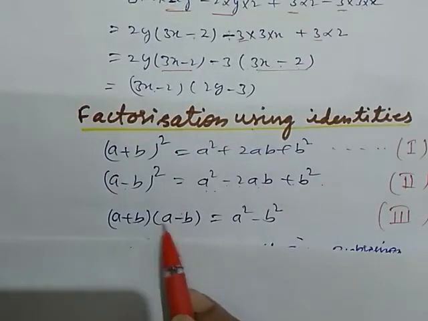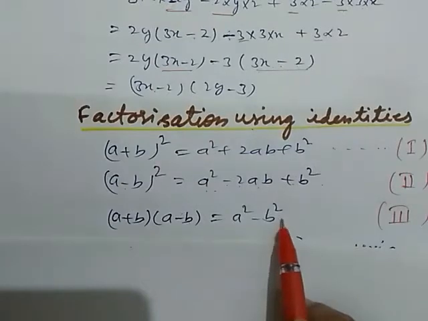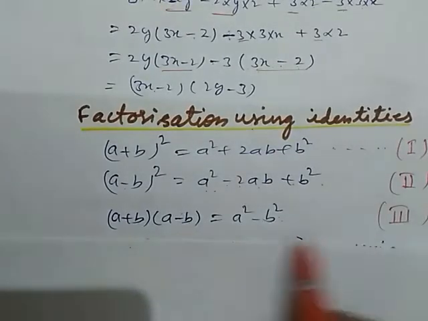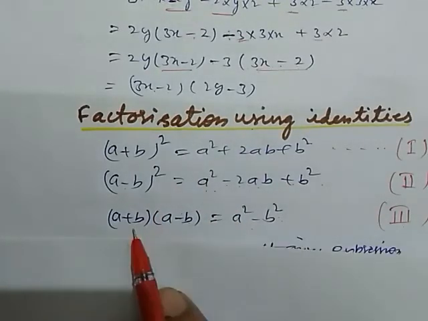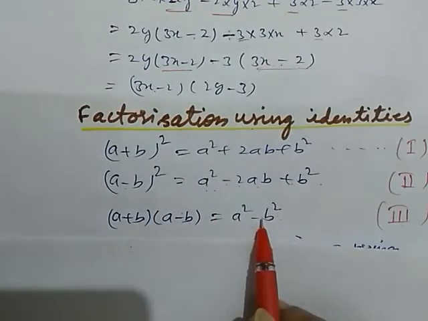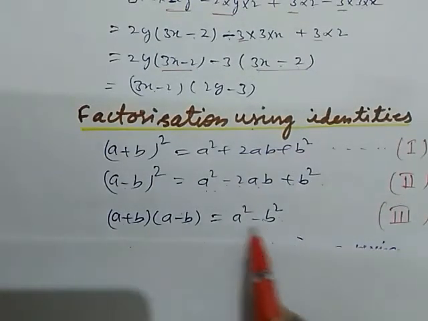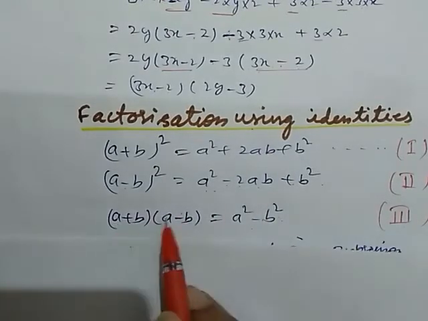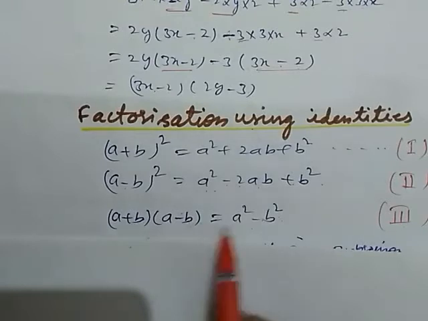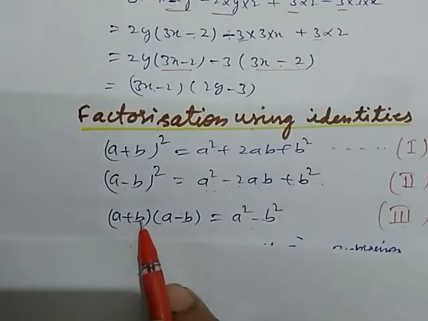Once they are added and once they are subtracted. So a plus b into a minus b can be written as a square minus b square. Okay, so this is our third identity. Always remember, these identities can be used just as a plus b into a minus b equal to a square minus b square, or a square minus b square can be written as a plus b into a minus b. So identities may be used as they are and as the converse of the identity.